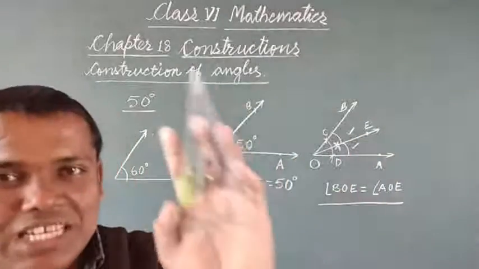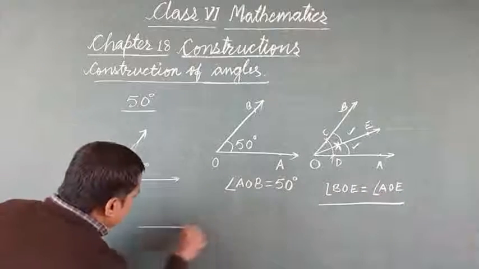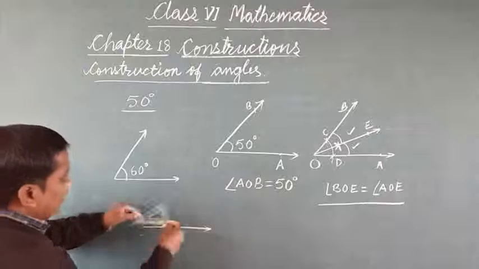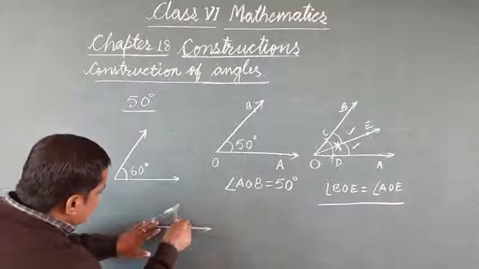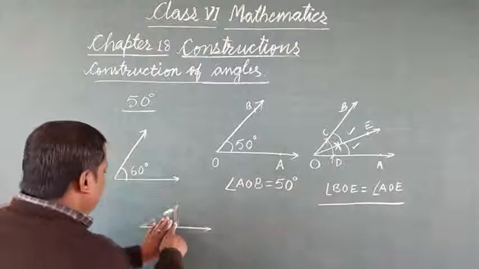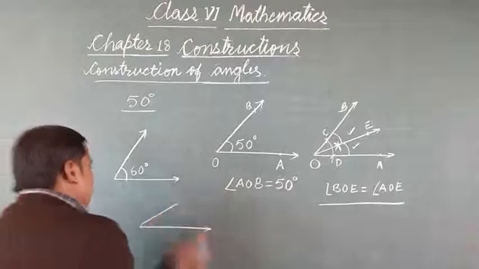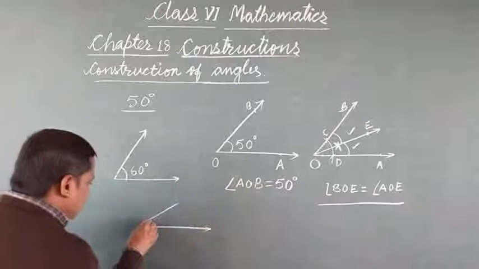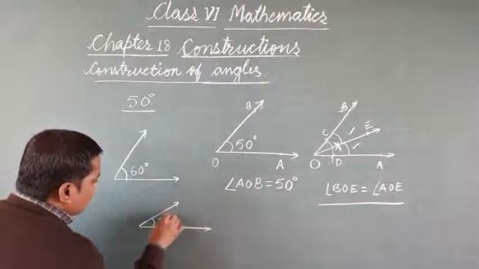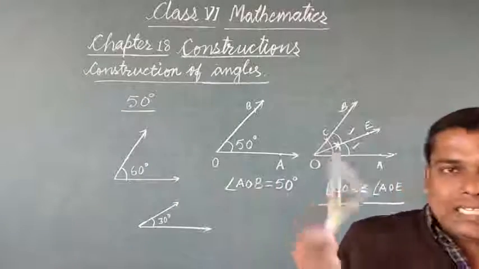Using a set square. If we have to draw 30 degrees, then again we take the baseline. Suppose it is here. This angle is 30 degrees, so we keep it like this, and from here we draw a ray along this. Now the angle formed is 30 degrees. Similarly, using this you can draw angles of 45 and 90 degrees.